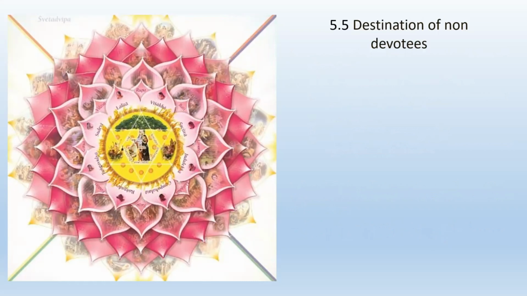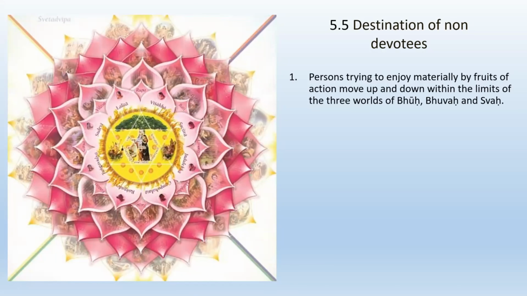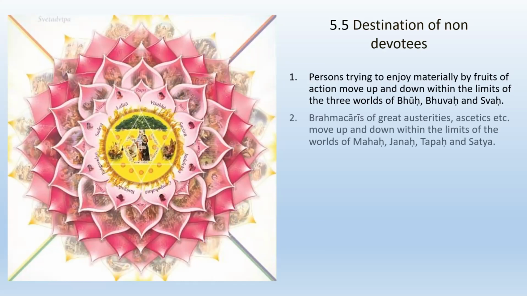So there are some further descriptions about the destinations of non-devotees. Who are not devoted, where do they go? He mentions that persons who are trying to enjoy materially by karmic reactions, by enjoying the fruits of their actions, go up and down only in the 3 planetary systems, that is Bhu, Bhuva, Swa. Beyond those are the jnana yogis or the siddhis who are looking for a higher purpose of life. They are engaged. So brahmacharis or those performing great austerities, tapas or ascetics, move up and down within the higher planetary systems, Maha, Jana, Tapa, and Satya.